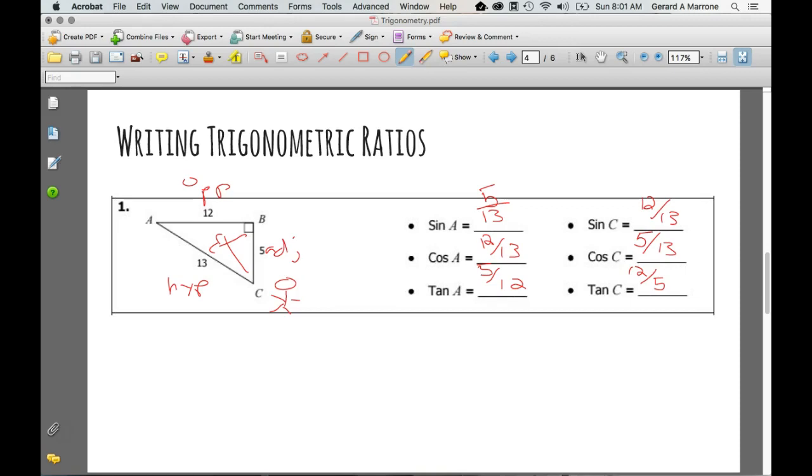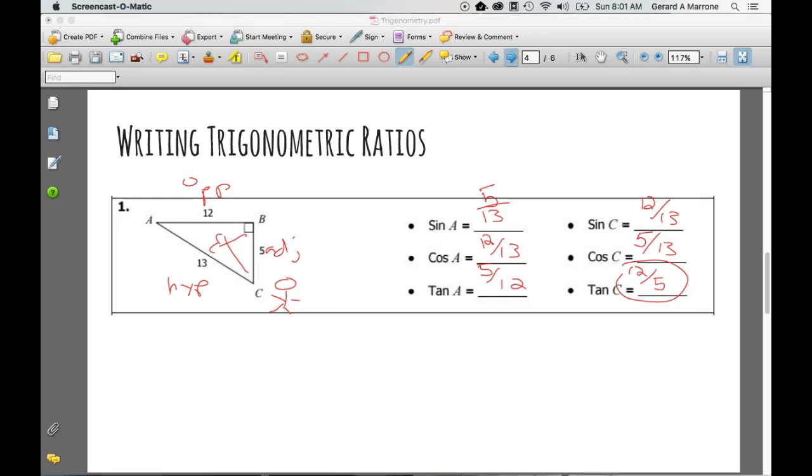Okay, those won't change. Those will always have a value of less than 1. Tangent is the only one where when you compare the ratio, it could have a value of more than 1, like we see in tangent of C here with 12 over 5. So just keep in mind that that's the only place that you can have a ratio greater than 1 when we deal with trigonometric ratios where all the sides have been given.